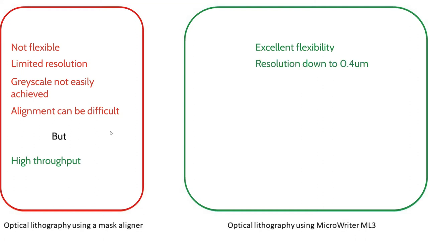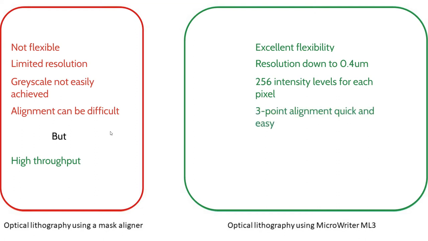The MicroWriter has a maximum resolution of 0.4 micron, which is not easily achievable with a traditional mask aligner. Grayscale exposures are really easy to set up, and alignment to up to 4 markers is extremely straightforward, quick, and easy. However, the throughput is not as high as with a mask aligner. This is why the MicroWriter is better suited for an R&D environment or for an academic research group.